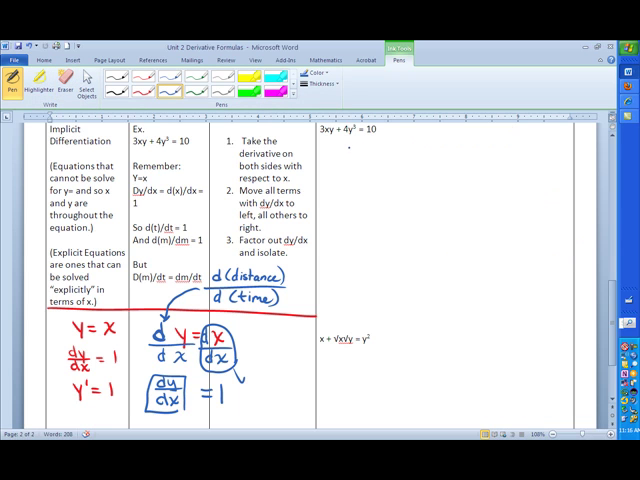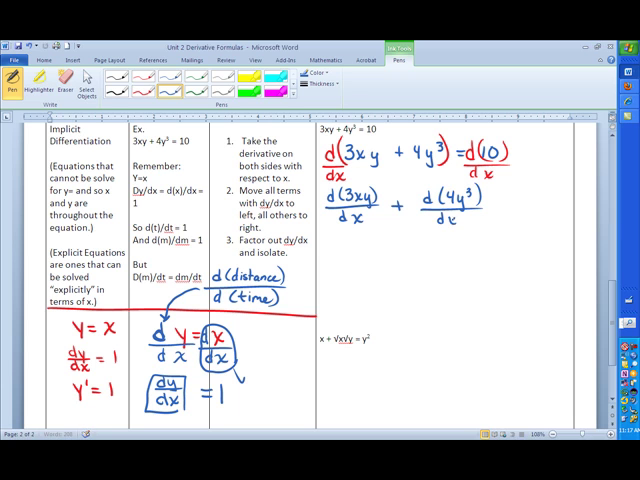Okay, so the first one, we have 3xy plus 4y to the third equals 10. And we're going to take the derivative of this side with respect to x and the derivative of this side with respect to x. And so we're going to distribute the derivative of 3xy with respect to x plus the derivative of 4y cubed with respect to x equals the derivative of 10 with respect to x.